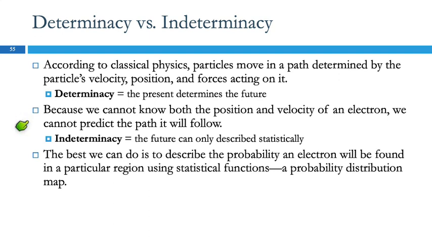Since we can't know the position and the velocity of an electron at the same time, we can't predict the path that it will follow. That's called indeterminacy. We can only describe what's going to happen in the future statistically. We can't say it's going to do this. We can say there's a certain probability that an electron will be found in this region. Does that mean it's actually going to be in the region? No, it could be over there instead. But maybe 90% of the time it would be found here. That's the best we can do.